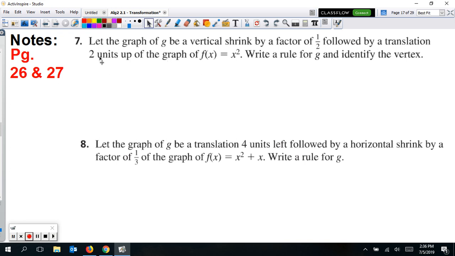Let's see, a couple transformation problems where you want to write a new function now. So it says, let the graph of g be a vertical shrink by a factor of 1/2, followed by a translation 2 units up from the graph of just the x squared, which is the parent function graph. And it says, write a rule for g and identify the vertex.